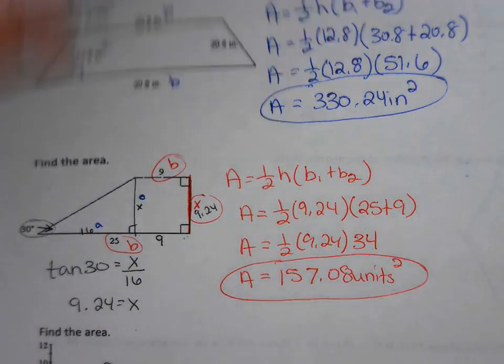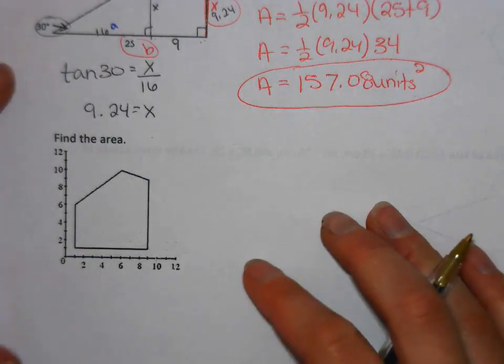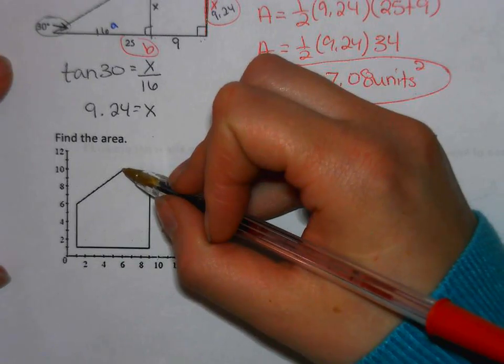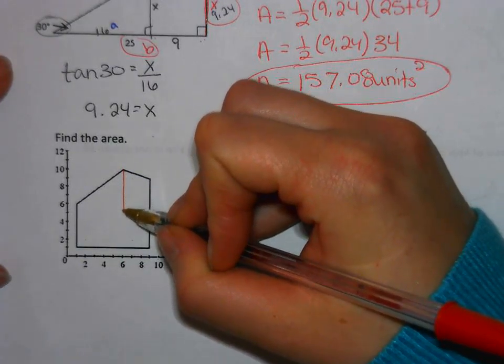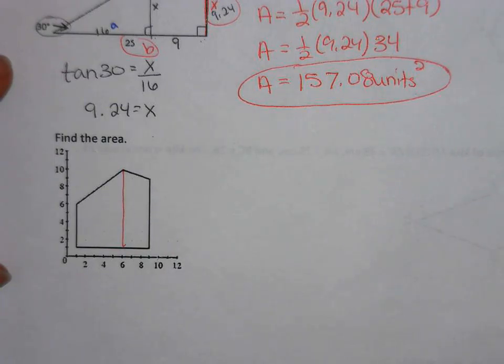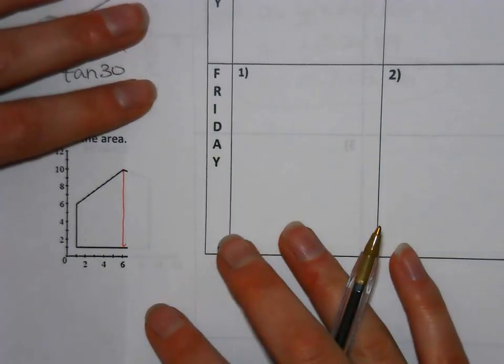Alright, let's look at this one down here. We need to find the area of this shape. Right now this shape isn't anything we've worked with, but if we take and split this down this line, we end up with two trapezoids. So if we look at both of these trapezoids, I'm going to first cover up this one so we can figure out bases and heights.